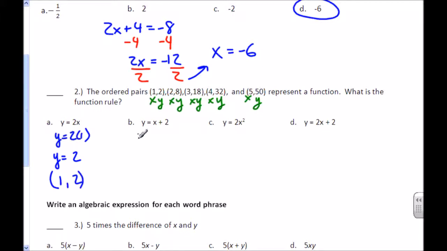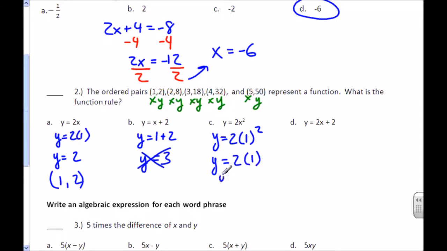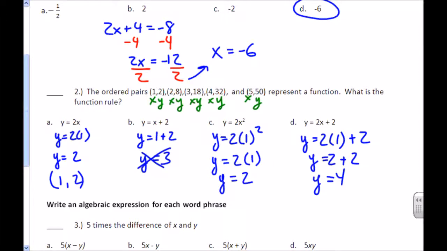If I look at the next one, y equals 1 plus 2. That gives me y equals 3, which doesn't work. I wanted a 2. If I plug it into the next one, y equals 2 times 1 squared. That's going to give me 2 times 1, which is a 2, and that's what I was looking for, so that one works. And then the last one, y equals 2 times 1 plus 2. That gives me 2 plus 2, which is 4, and that one doesn't work. So right away, I've eliminated 2 of these answers.